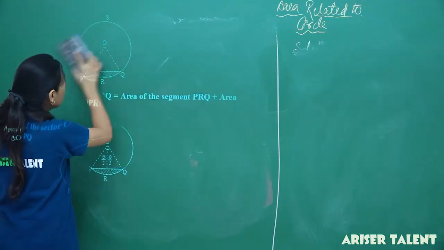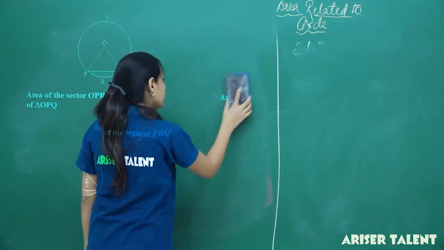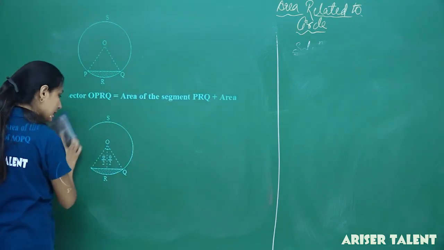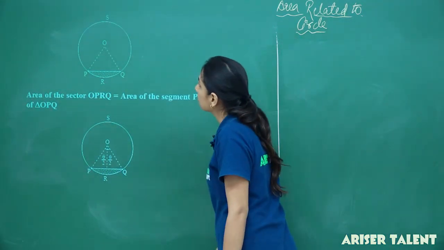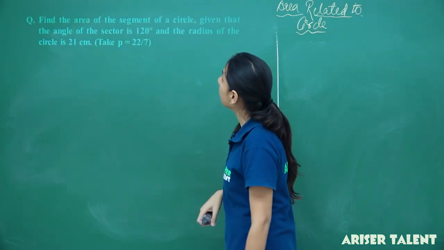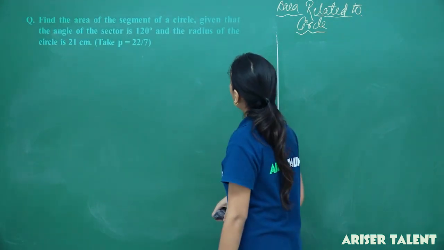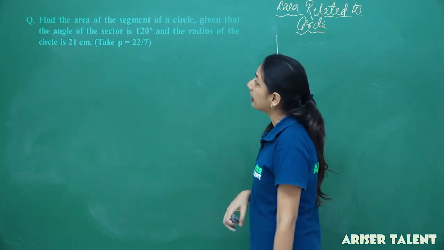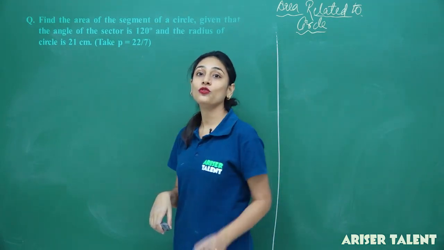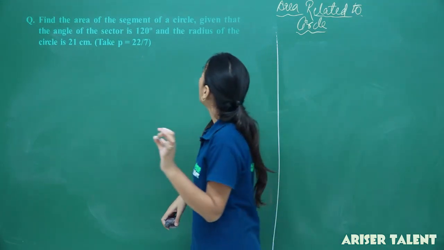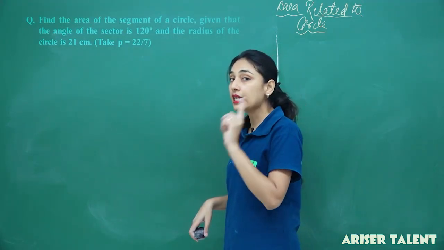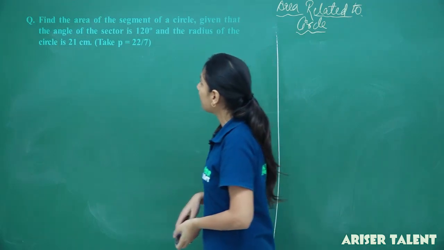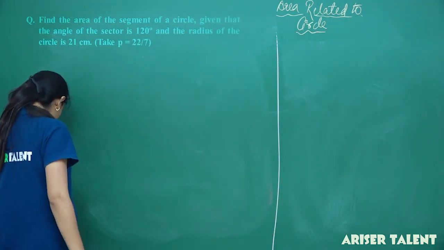Okay, students, now look at what is in the bucket of our questions. The first question is: find the area of the segment of a circle, given that the angle of the sector is 120 degree and the radius of the circle is 21 centimeters. Take pi equals 22 by 7.